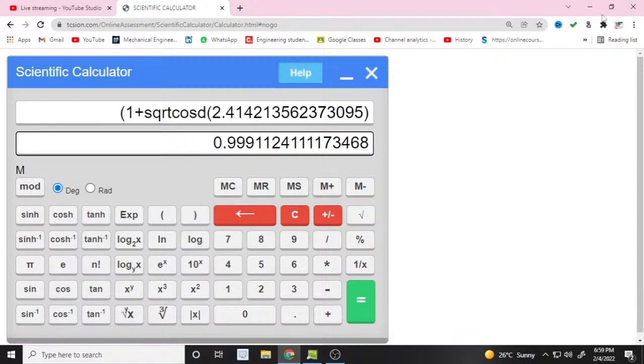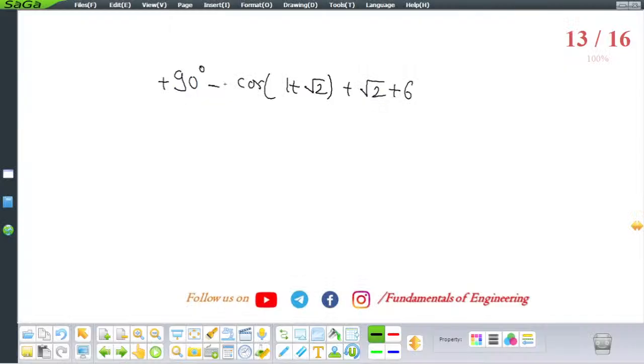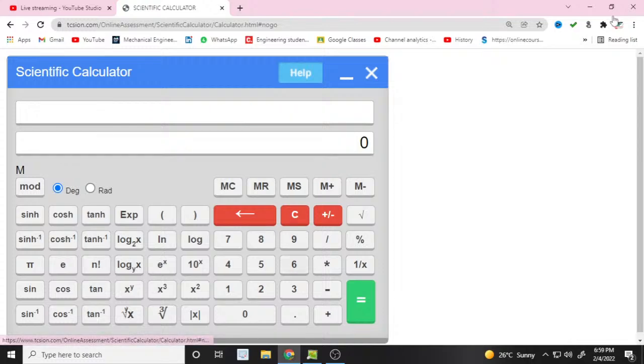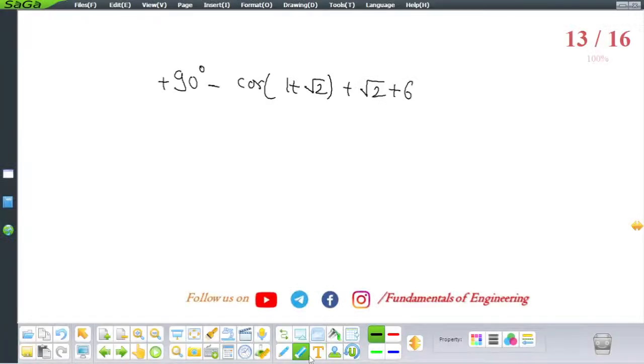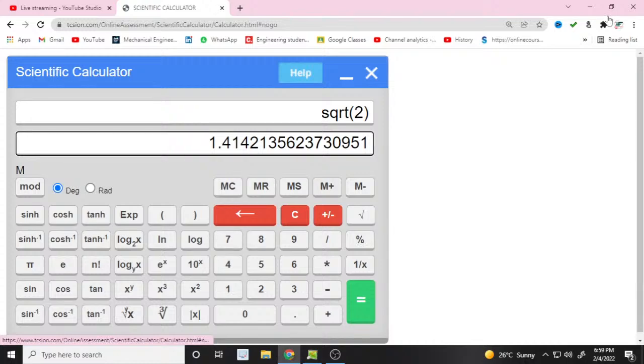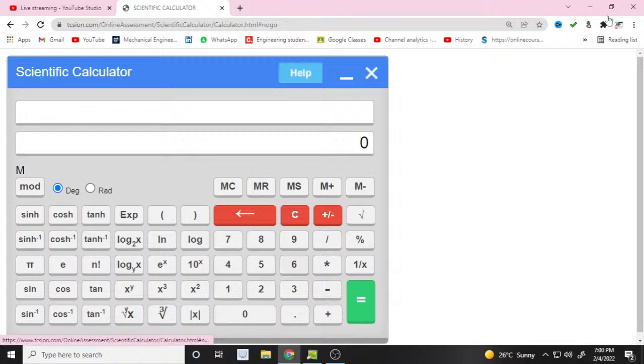So this value is nothing but subtract. We have to subtract because the minus sign is there. So for that, what do we have to use? M minus, right? So clear the memory. Next is plus root 2 and plus 6. So root 2, first number, then function, then we have to M plus, then clear, then plus 6 M plus.